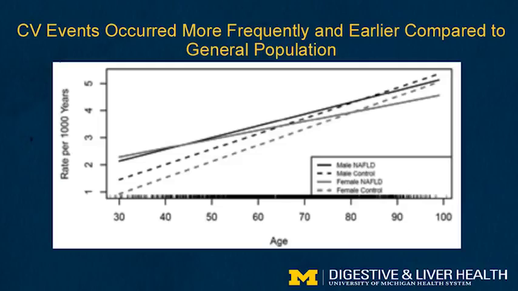But with NAFLD, it tended to be earlier. So you had more cardiovascular events earlier, and women were greater than men here. That crossed over as they got older. So men, again, had more cardiovascular events with NAFLD compared to women with NAFLD. But both of these were higher than any of the controls up until you hit about the age of 65, when those lines began to converge.